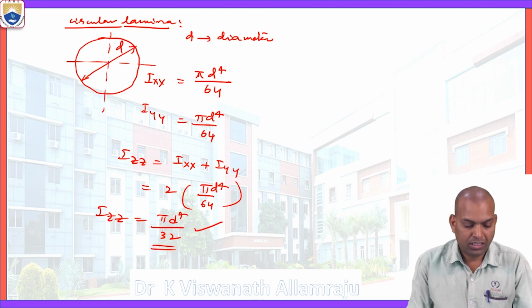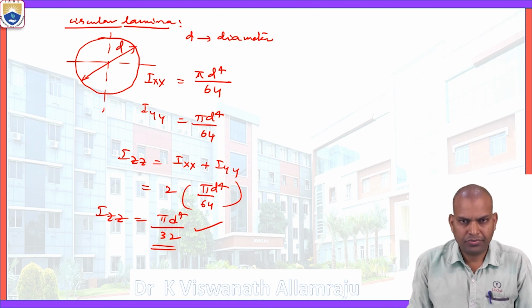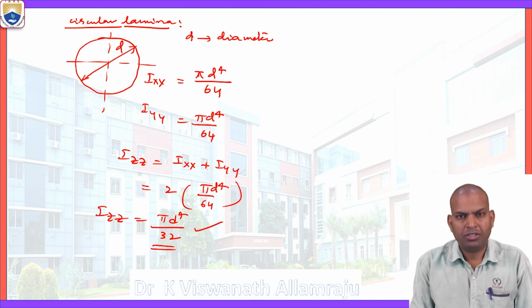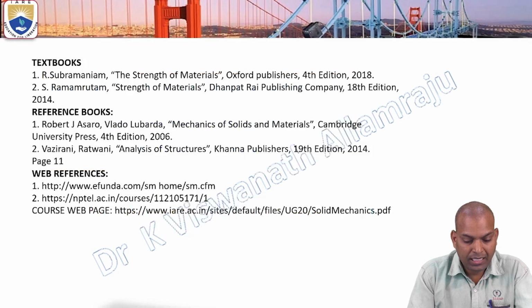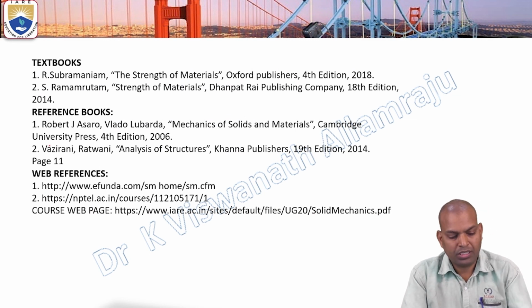So these are the concepts of area moment of inertia of different cross sections, that is rectangle, square and circular cross section. And here are the references we followed in this session, the reference textbooks and websites, which are mentioned here.